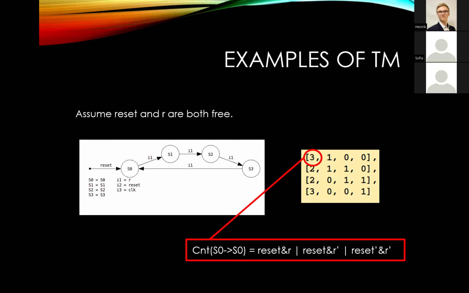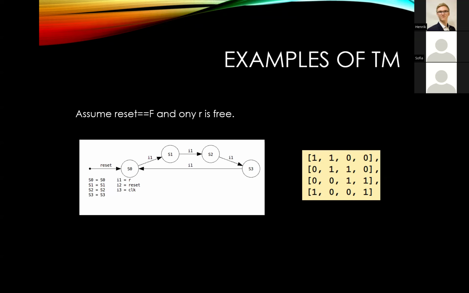And the whole thing is just computed the same way. And I'm not going to go through them, because we don't have time. Now, we can do the same thing, but let's say reset is always false. In other words, it's never reset. What is the probability now? What's the transition matrix for this one?